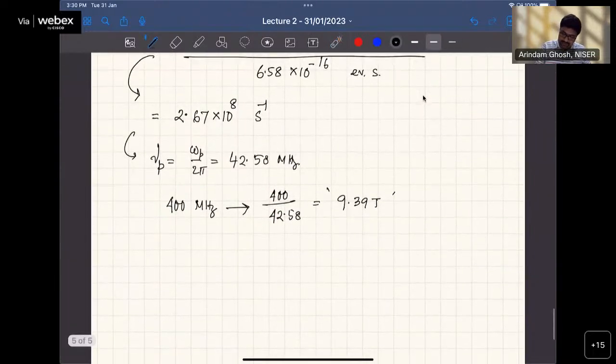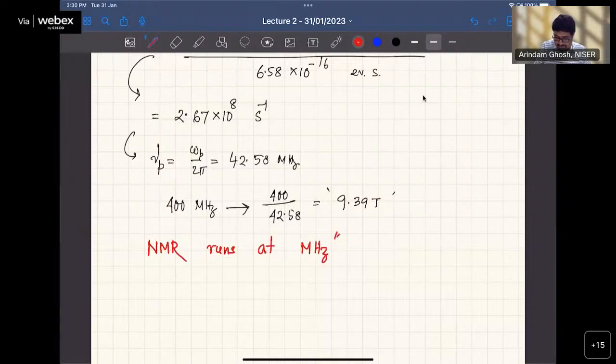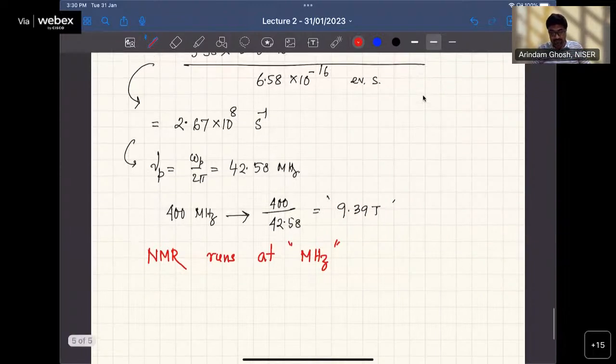Correct. So the last statement I can make in this case is that NMR runs at megahertz. Whether it's proton, carbon, everything, all the Larmor frequencies are going to be roughly a few megahertz. In fact, if we have a 400 megahertz spectrometer, what is going to be the Larmor frequency of carbon? It's going to be roughly 1/4, so 100 megahertz, correct? But still, we will not be calling it a 100 megahertz spectrometer. We always name the spectrometer by the Larmor frequency of proton.